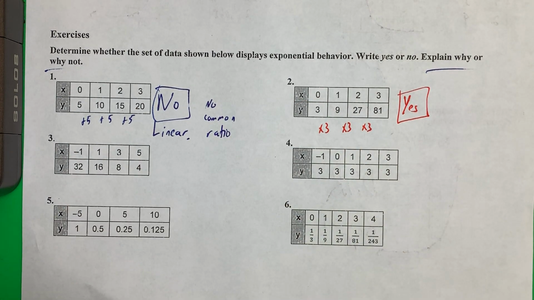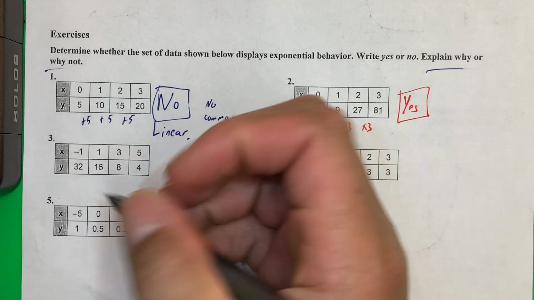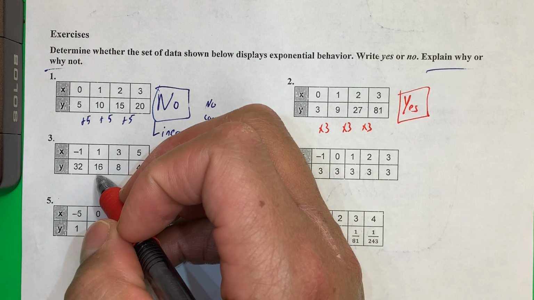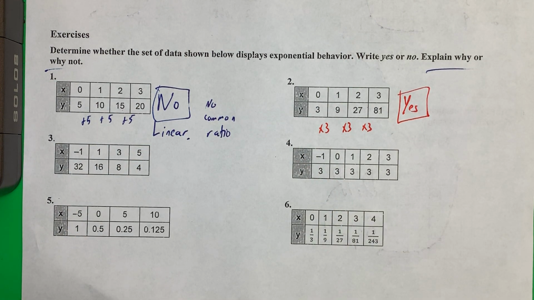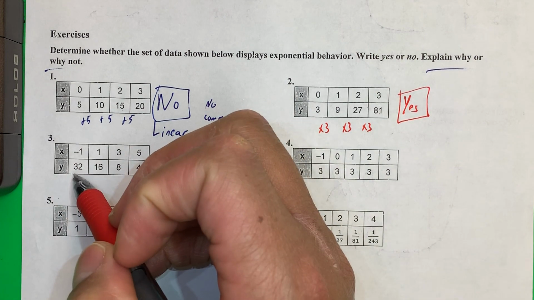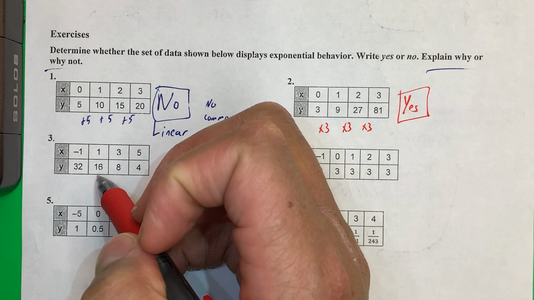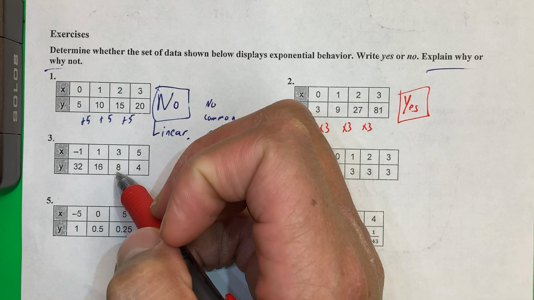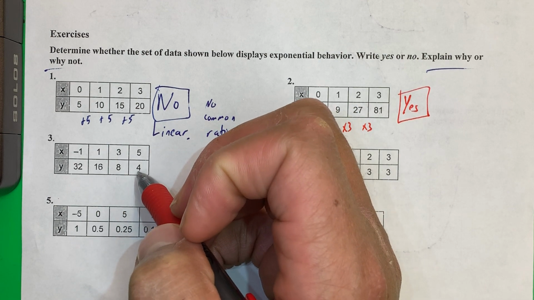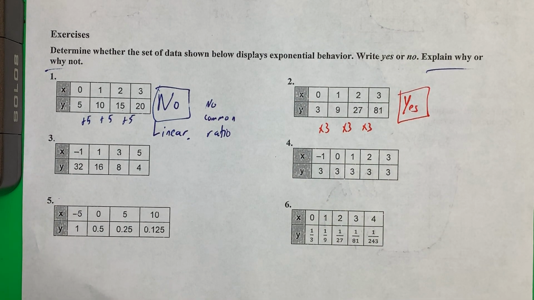So now I have to say, okay, well, what is this common ratio? What am I going to multiply 32 by to get to 16? Some of you who are especially good at recognizing patterns probably looked at it and said, wait a minute, couldn't I just divide by 2 each time? Isn't 32 divided by 2 16? 16 divided by 2 is 8. 8 divided by 2 is 4. Yes, yes, it absolutely is.